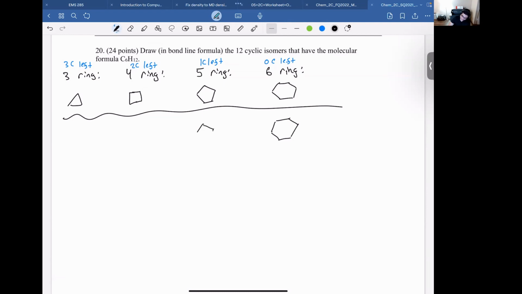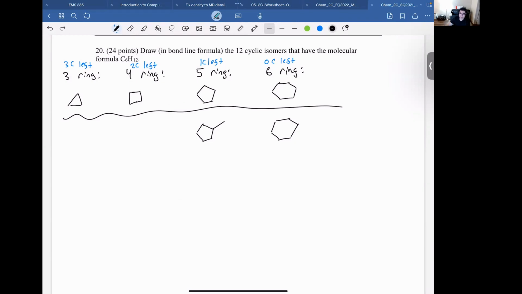For the pentagon, I first draw the ring, and then I put a carbon on one of these carbons, right? I put a methyl group. So now I have 6 carbons. I have my 12 hydrogens. Now, no matter where I put this methyl group, I'm going to get the same molecule, right? Because I could always rotate it. Like this is the same as this, which is the same as this, which is the same as this, right? And so there's actually only one isomer for the cyclopentane or methyl cyclopentane.